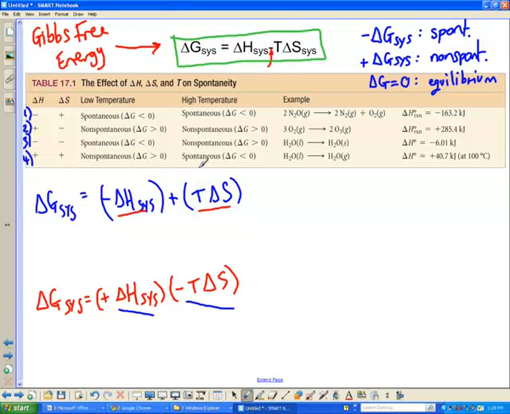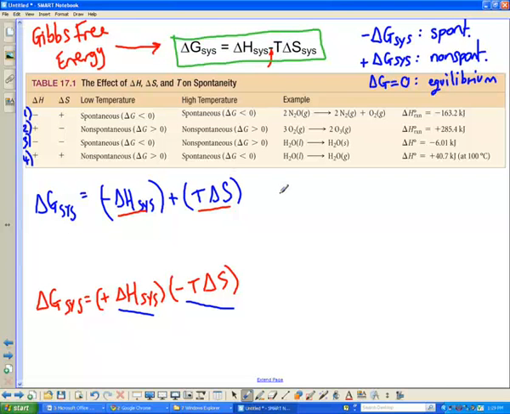And then the last one is spontaneous at a high temperature because the high value of T gives a high value of T delta S, which makes this negative piece bigger than the positive piece. So it's important that you understand exactly what's happening there, that spontaneity in a reaction can be determined by considering the enthalpy change of the reaction, the entropy change of the reaction, and the temperature at which the reaction is run.